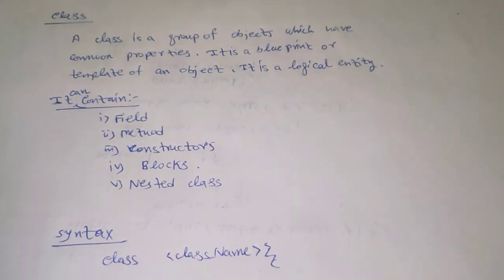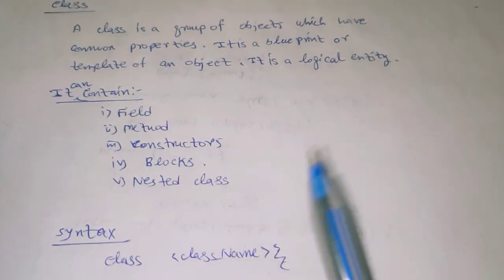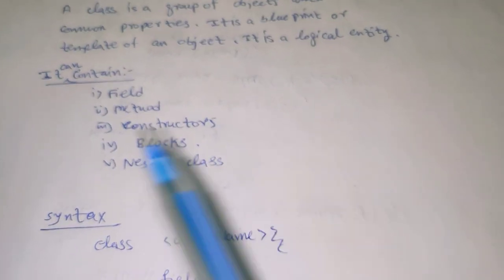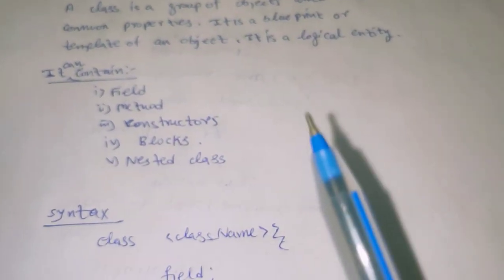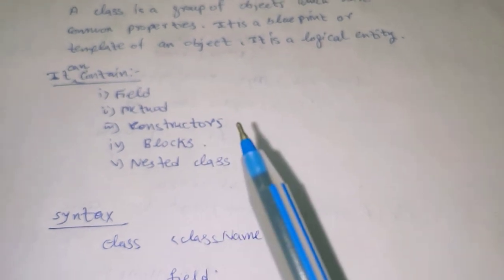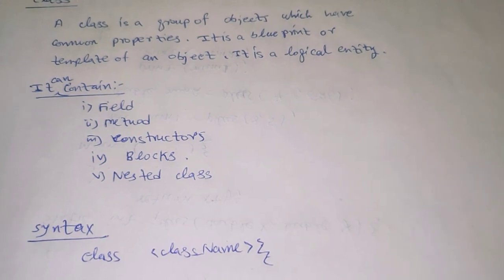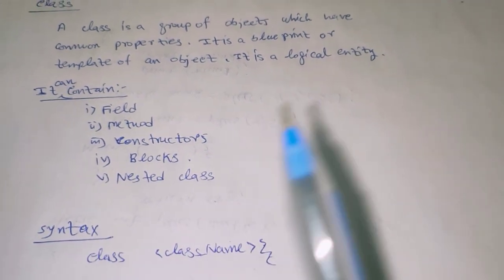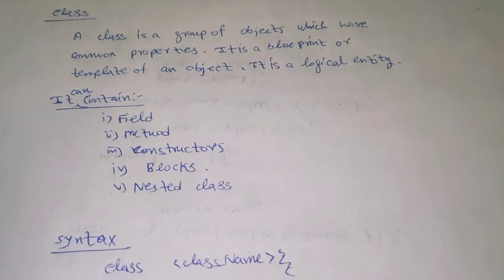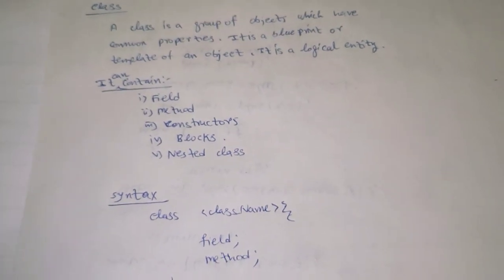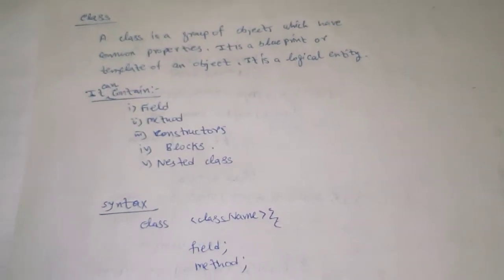So a class contains fields, methods, constructors, blocks, and nested classes. Field means variables. Method means functions. Constructor is used to provide initialization to that particular object of that particular class. Blocks are another thing, and whenever we are using linked list type things, we use nested classes.